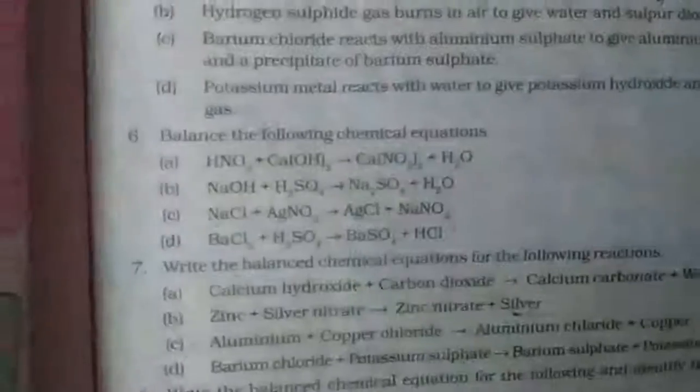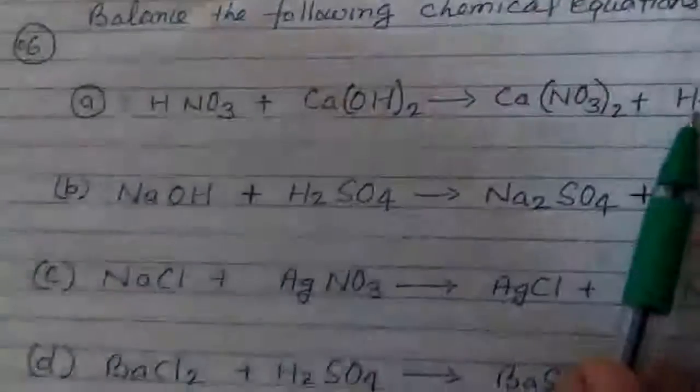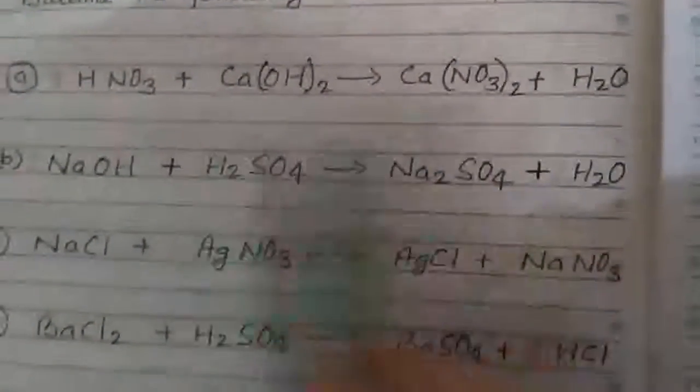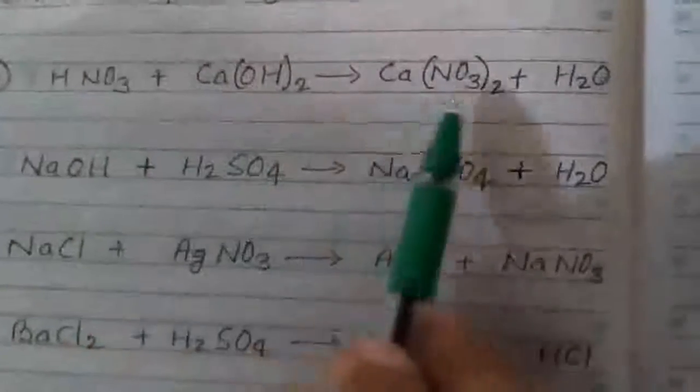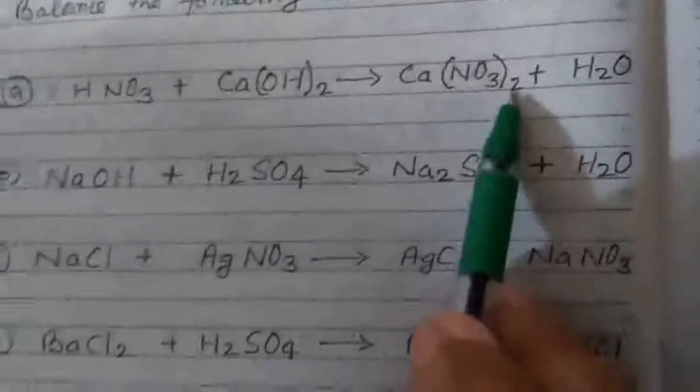Now question number 6. Balance the following chemical equation. Again you have to know how the equation is balanced. Try to balance here. Here the equation is already written. Nitric acid with calcium hydroxide, calcium nitrate and water are the products. These are the reactants. So try to balance it again. Then I write the nitrate here. See the nitrate. When nitrate is 2 in number, by making nitrate 2 in number, we'll have to multiply it by 2.